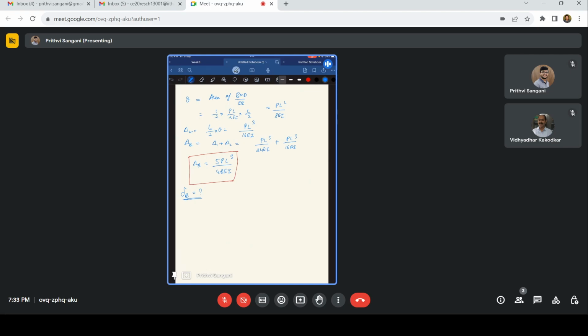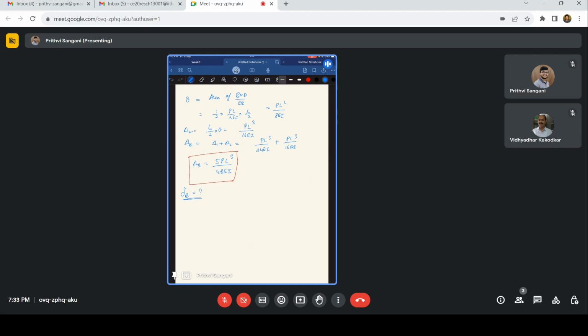If you are not able to find, what is the degree of redundancy for that? So now you just consider the supports here. In supports you have one, two, three, and you have one, two, three, and you have one, two, three. So you have three unknowns here, three unknowns here, and three unknowns here.